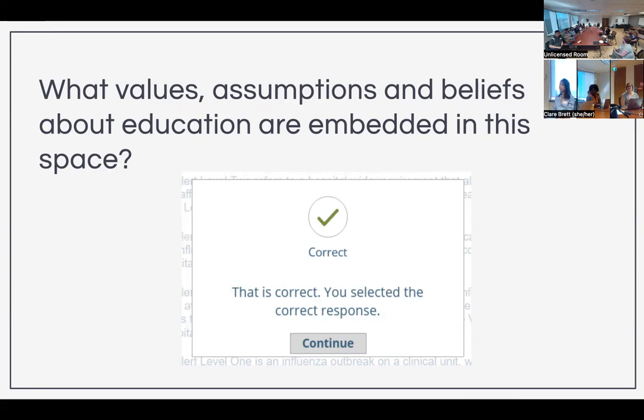Going a little bit beyond that as well, any other thoughts on what values, assumptions, and beliefs about education are embedded in this space? Maybe if you have a different response, it doesn't matter. This is the only one that is correct, and that's the only way you can move forward. So, yeah, the fact that there can be one correct response. Sometimes these systems can be programmed for like 2 or 3 correct responses, but it's saying there is a limitation to what could be correct here. So knowledge is either right or wrong. So it does impose a certain level of objectivity on how knowledge is constructed.